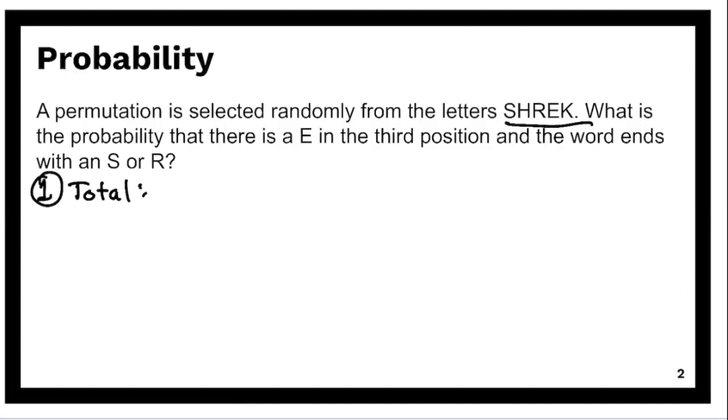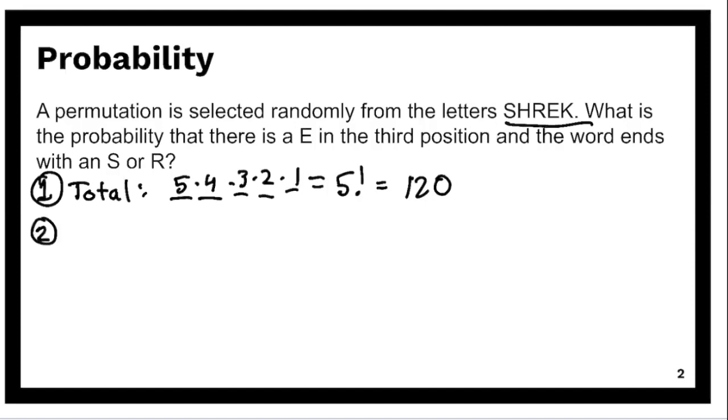And we can do that by thinking about, for the first spot, there's 5 different letters we could put there. For the second spot, there's 4. For the third spot, there's 3, 2, and 1. So the total number of ways that we could arrange these is 5 factorial, which is equal to 120. Next, we want to think about our specific situation we're looking at: an E in the 3rd position, and the word ends with an S or an R.